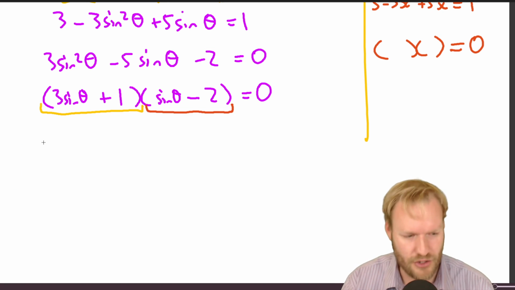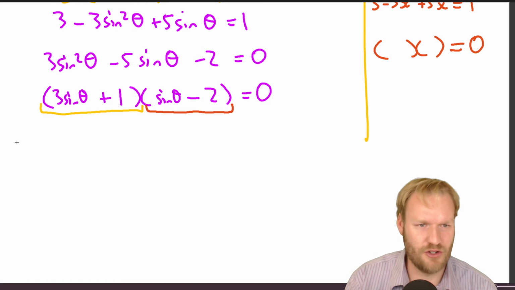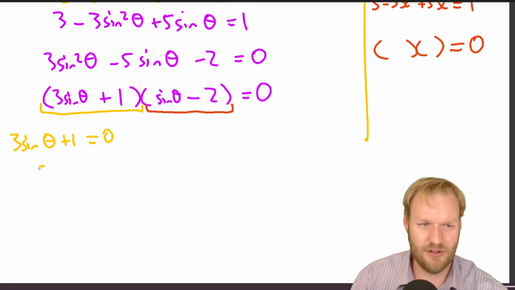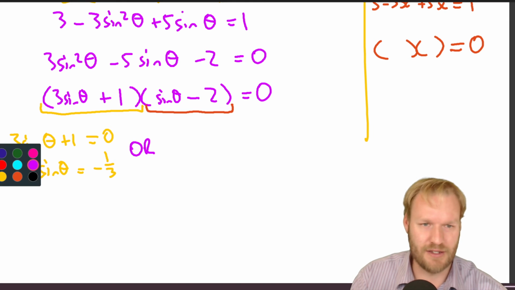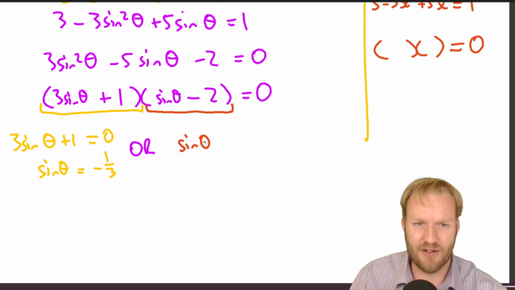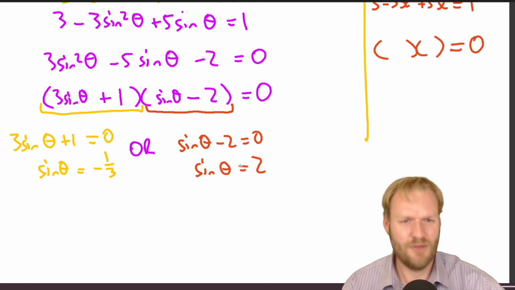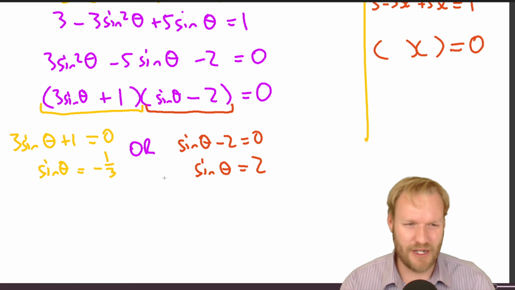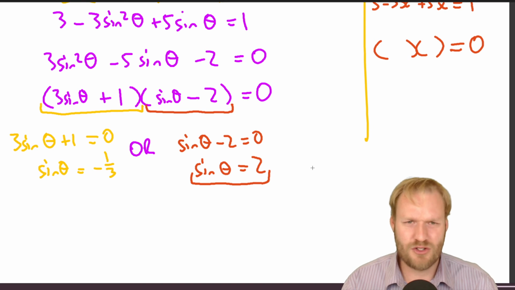So, let me not skip too many steps here. 3 sine theta plus 1 equals 0 is our one option, which means sine theta equals negative a third. Or our second option is that this second bracket, sine theta minus 2 equals 0. So sine theta equals 2. Okay, so now you can solve each of those. And the only one I'm going to ask you about is this second orange one. Just talk me through your solutions for that equation.